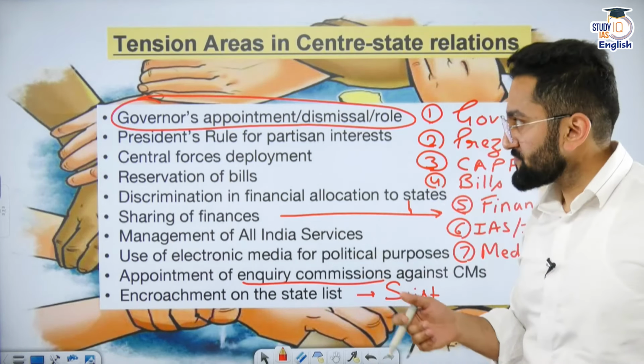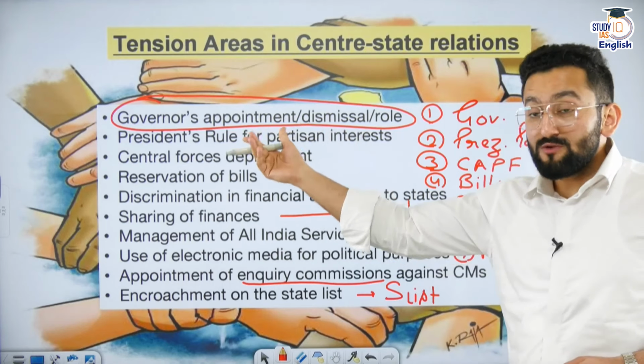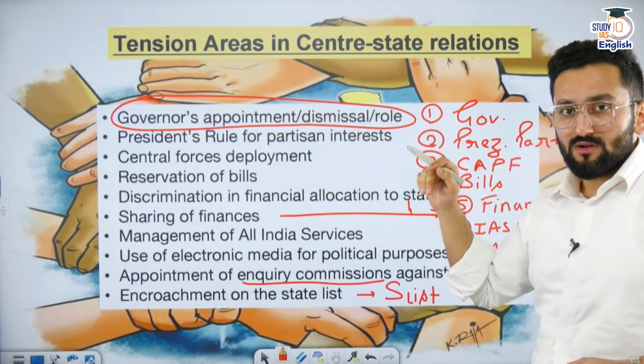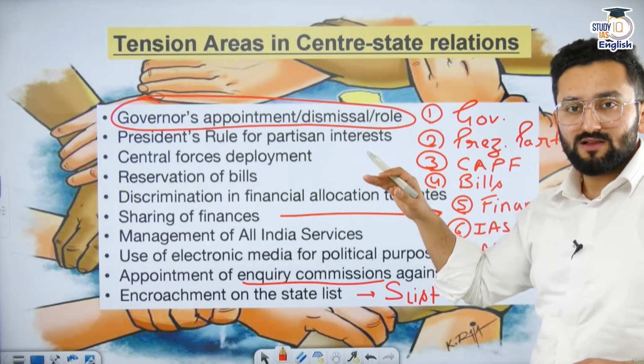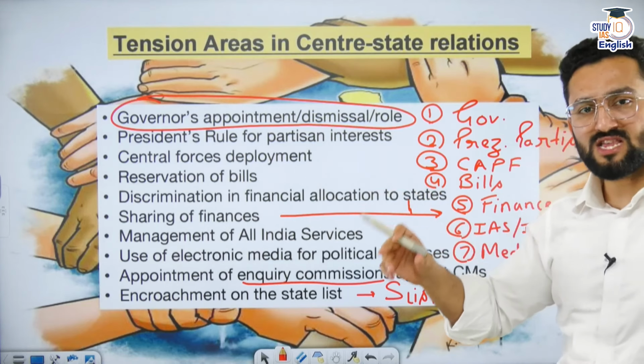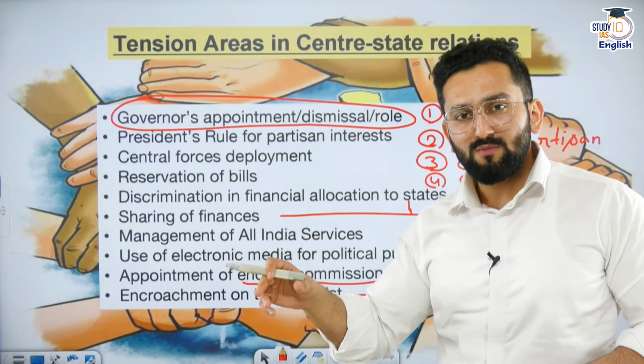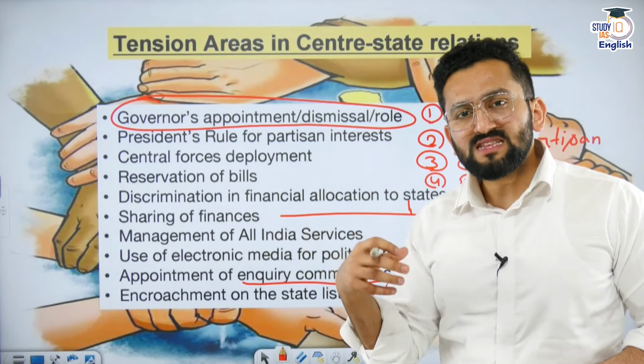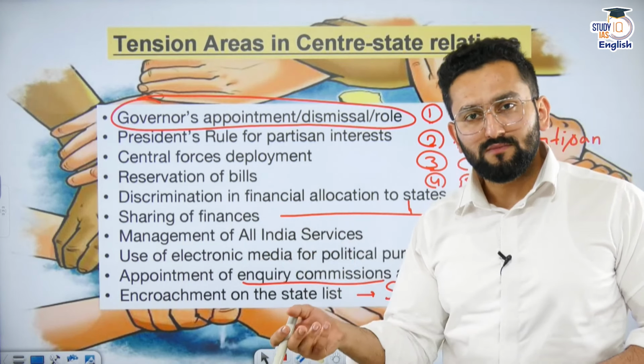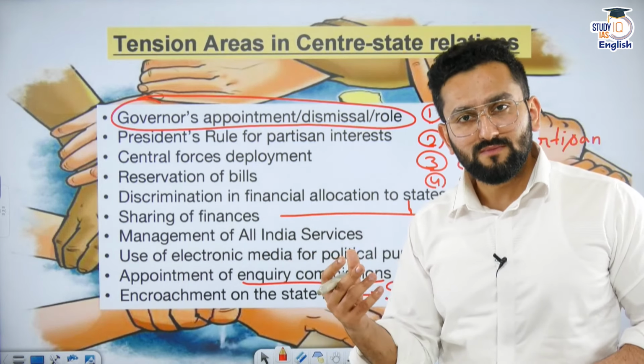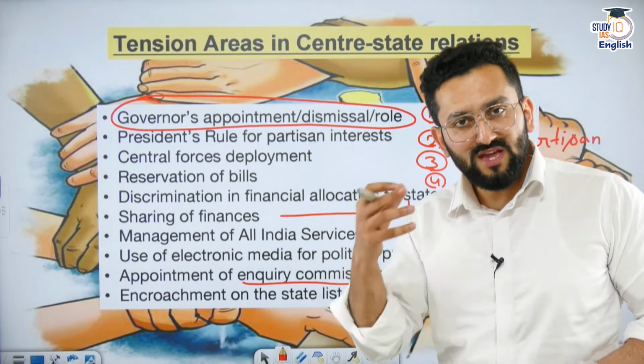Allegations are made. So now the governor's appointment, dismissal and role are questioned by the state. The state says the governor is the executive head of the state, but the governor works as an agent of the center. This is against the principle of federalism. Independence of the state is being compromised.